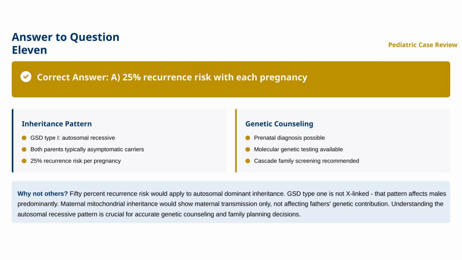50% recurrence risk would apply to autosomal dominant inheritance, which is not the case for GSD type 1. GSD type 1 is not X-linked, as that pattern affects males predominantly. Maternal mitochondrial inheritance would show maternal transmission only, not affecting father's genetic contribution.